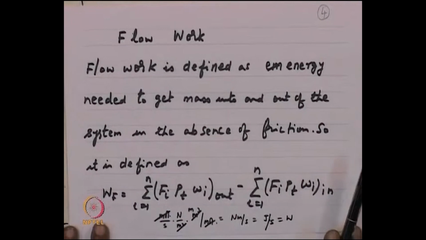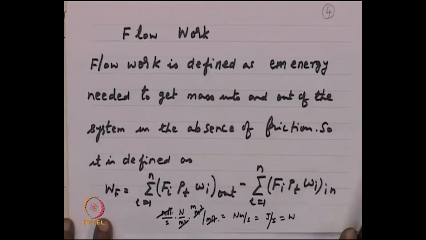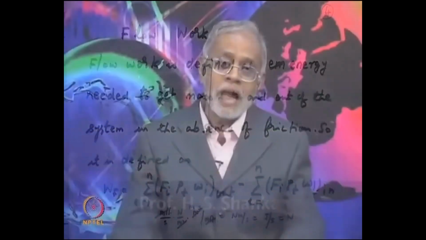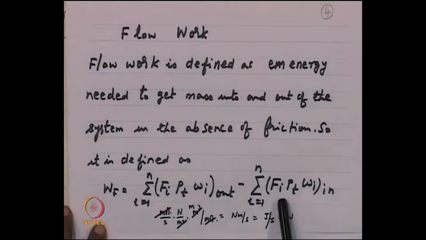So, what we are trying to say is that there can be instances in which you have to put in work, because even in the absence of friction, this term, this minus this, is negative. This is something that is to be understood: you may need to put in work to be able to get materials in and out of the system, even in the absence of friction.